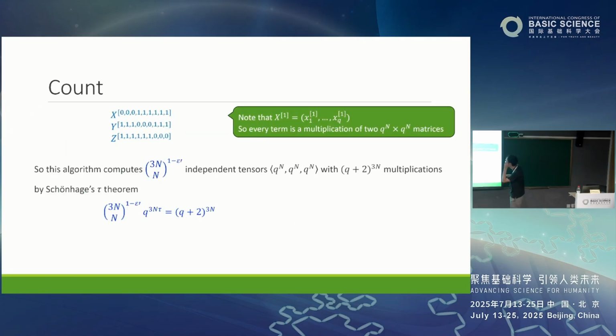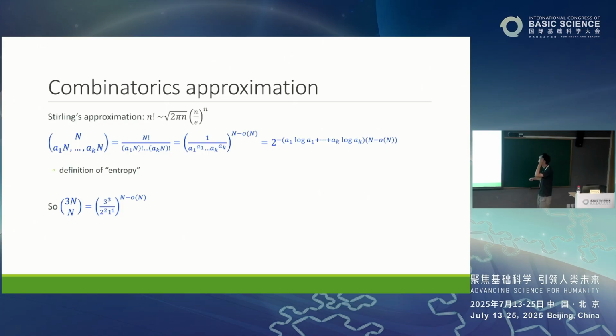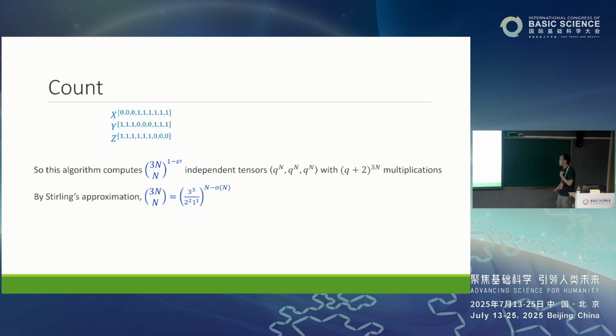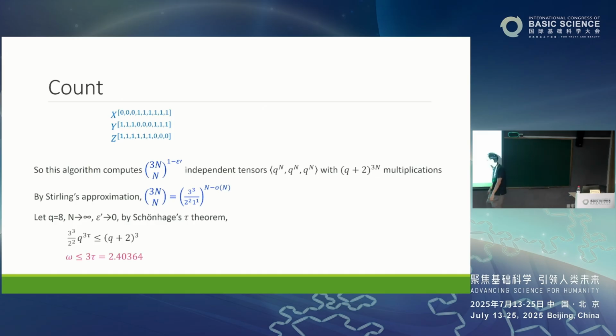okay, if we use this method to approximate the combinatorial, we have a bound like 2.40364. That is, we can choose q equal to 8. Okay, and then we have this bound.